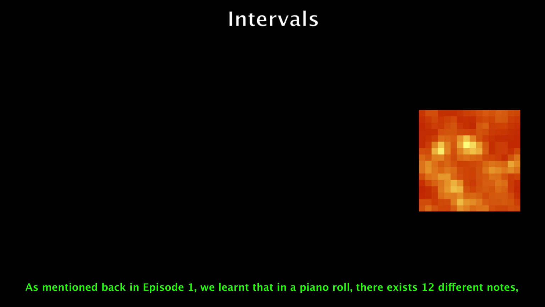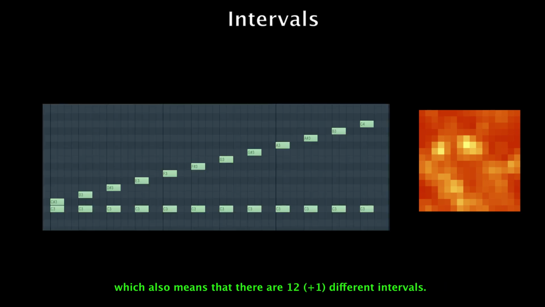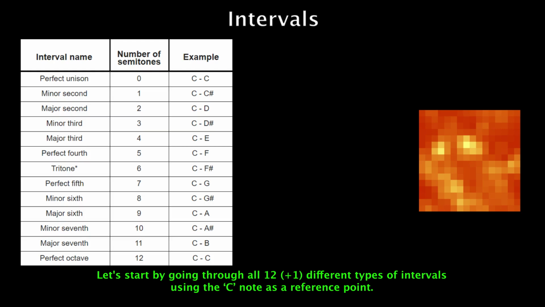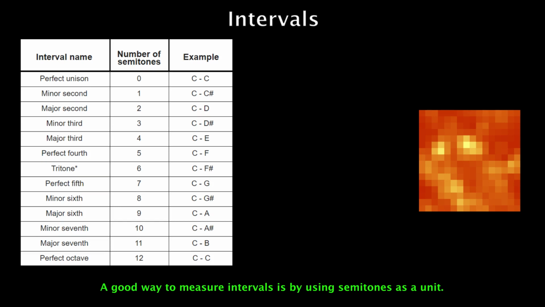As mentioned back in episode 1, we learned that in a piano roll, there exist 12 different notes, which also means that there are 12 plus 1 different intervals. Let's start by going through all 12 plus 1 different types of intervals using the C note as a reference point. A good way to measure intervals is by using semitones as a unit.